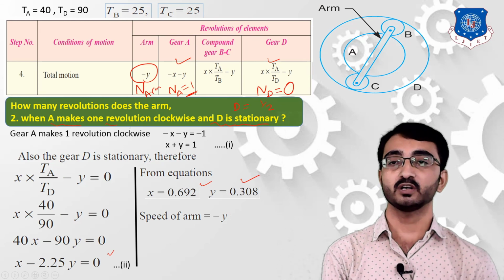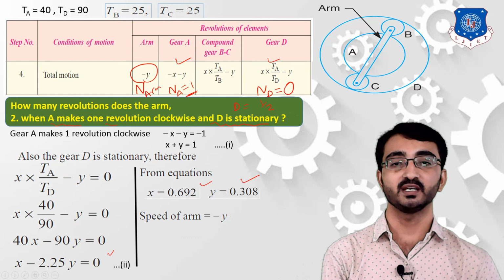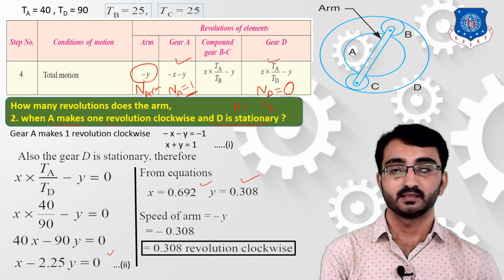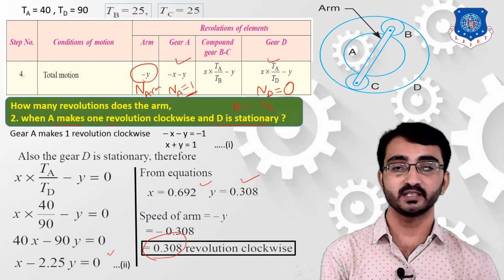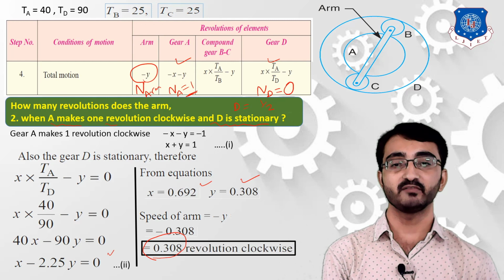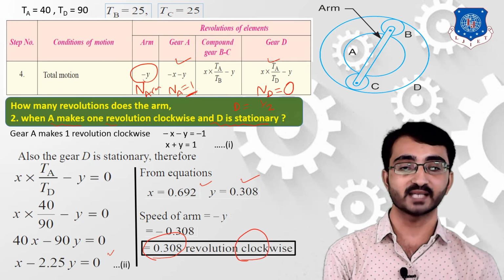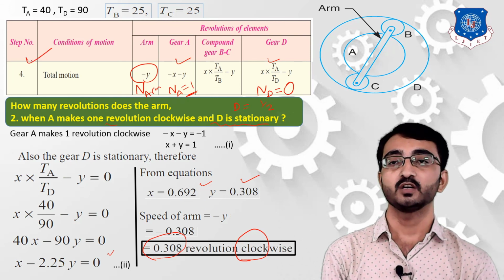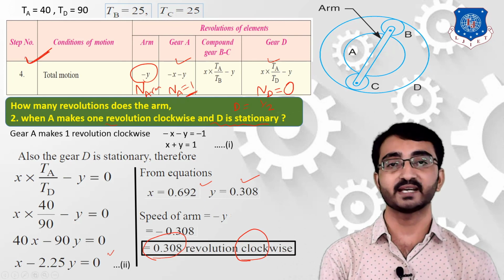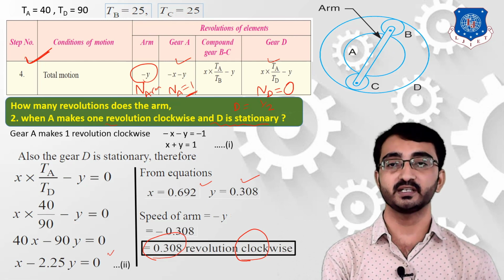Now your final answer, that is RPM of arm, is equal to minus y. By putting this value of y in this equation, we get that speed of arm is equal to 0.308 revolution, and it is again with a minus symbol, which represents a clockwise direction. So in this way, by using this tabular method, we can solve the numerical of epicyclic gear train. Numericals of epicyclic gear train are really very easy.